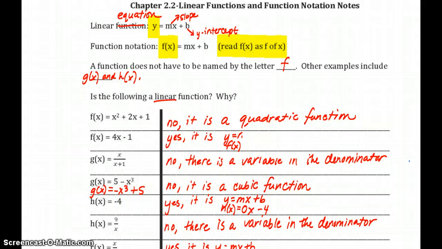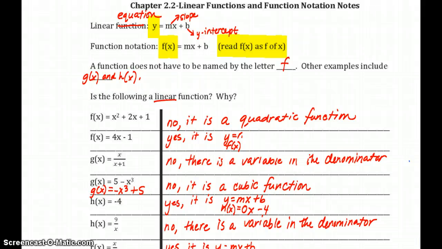Another thing you need to be aware of is that a function doesn't have to be named by the letter f. Other examples can include g of x and h of x. Now, first you have to know, is it a linear function? Again, we're not talking about is it a function, is it linear? Does it form a line? And if it is, or is not, why?